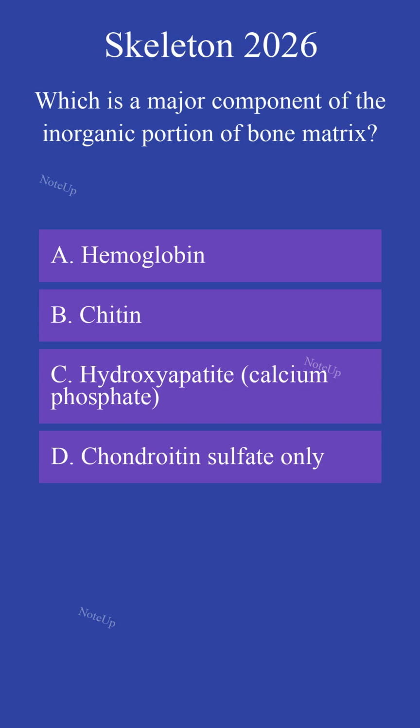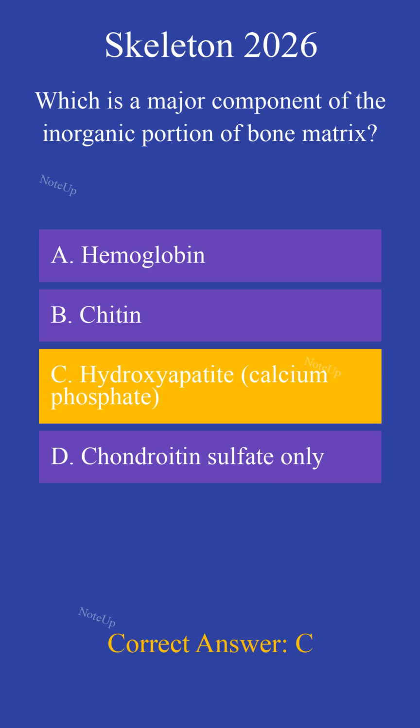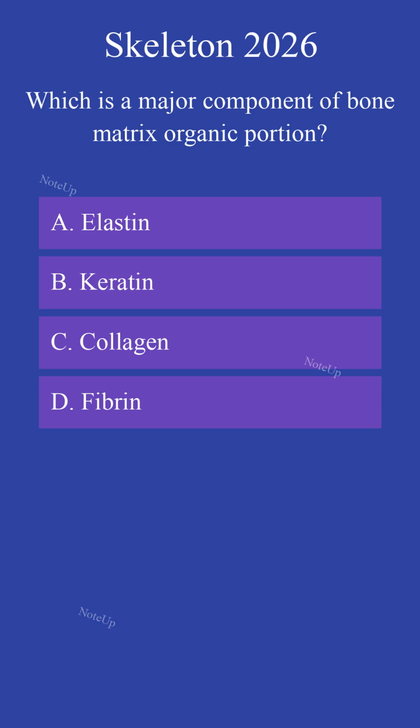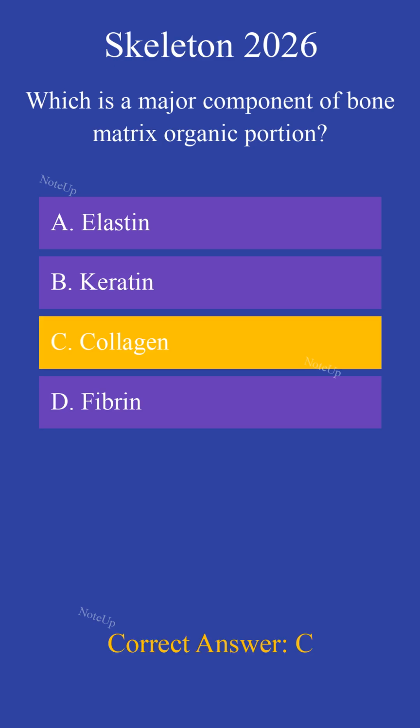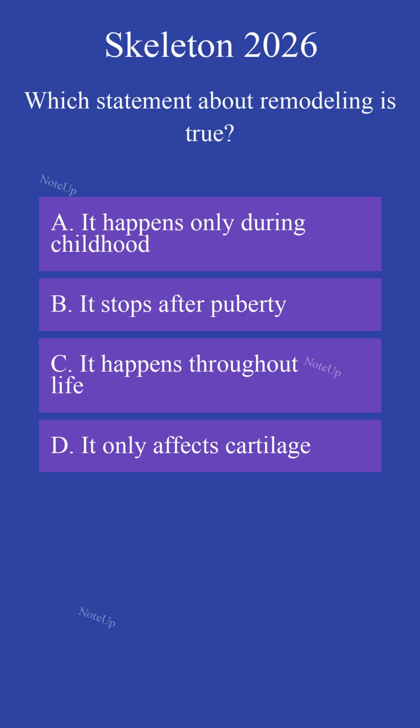Which is a major component of the inorganic portion of bone matrix? The correct answer is C. Hydroxyapatite, calcium phosphate. Which is a major component of bone matrix organic portion? The correct answer is C. Collagen. Which statement about remodeling is true?